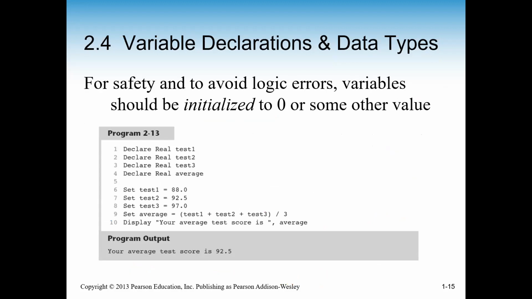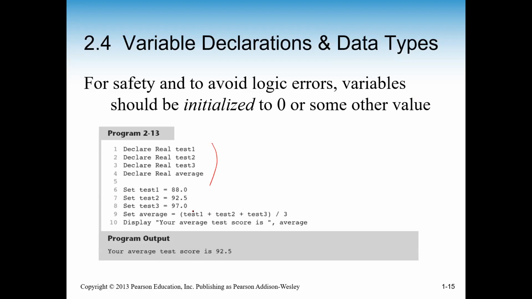Again, variable. So here are more examples of data types. Sometimes you want to initialize your variables to 0 or some other value. That's just so that you don't forget to assign a value. So that will just depend on the problem. But here's an example of that.